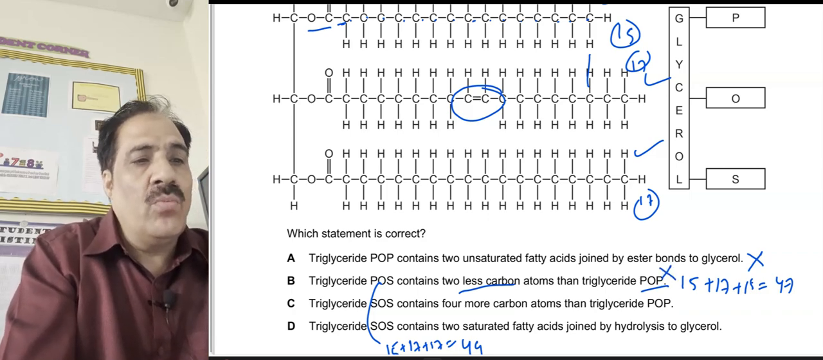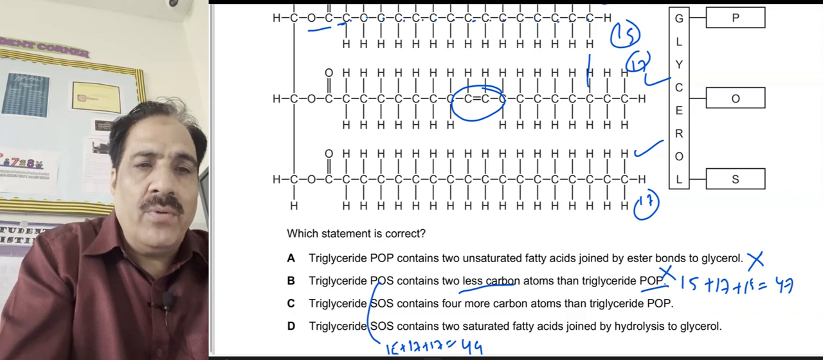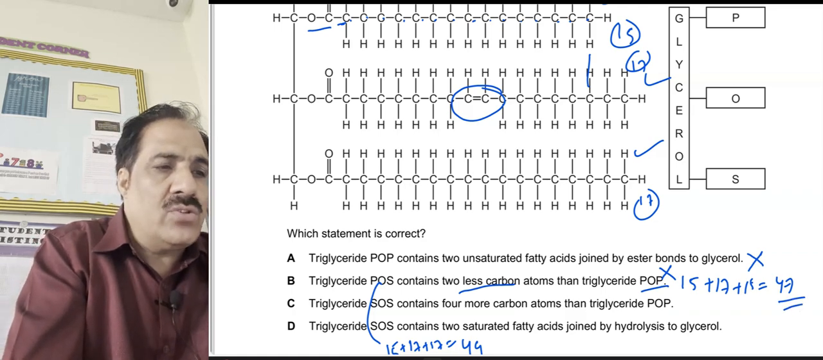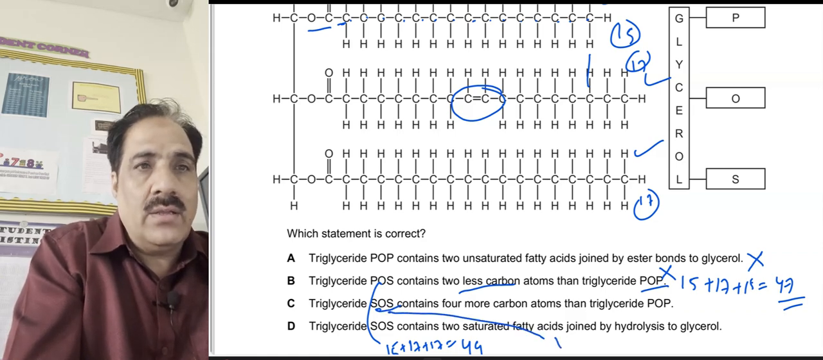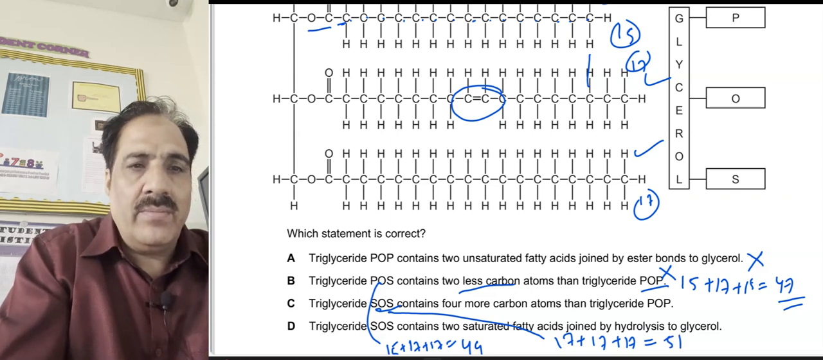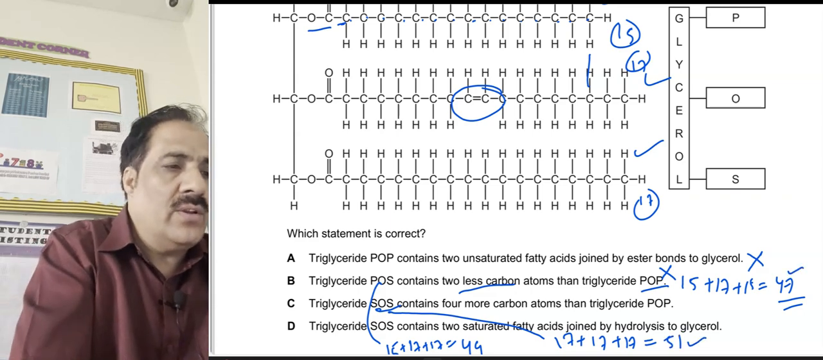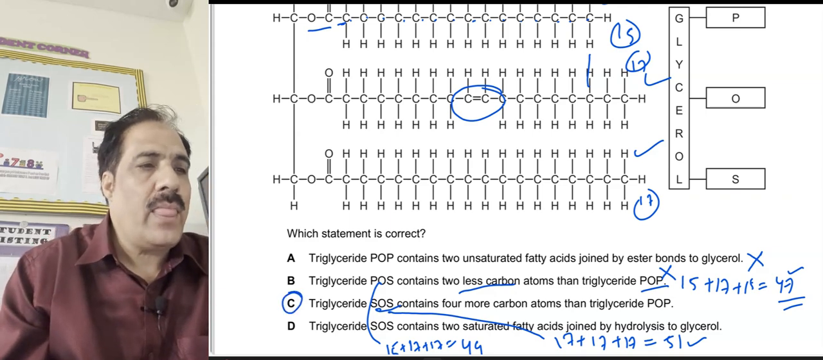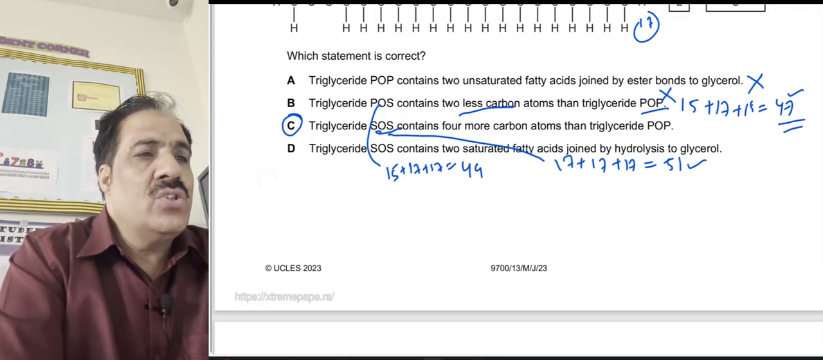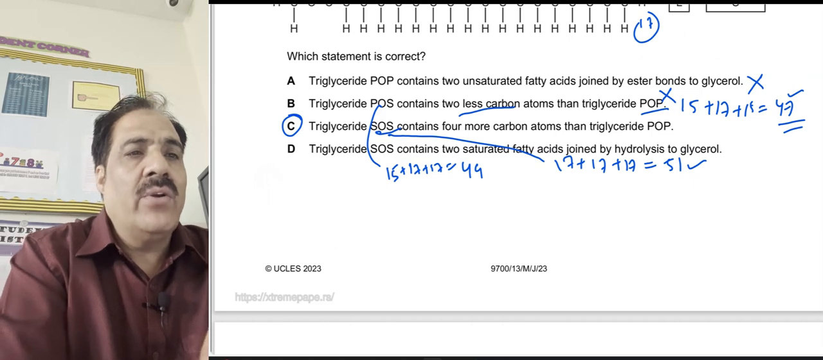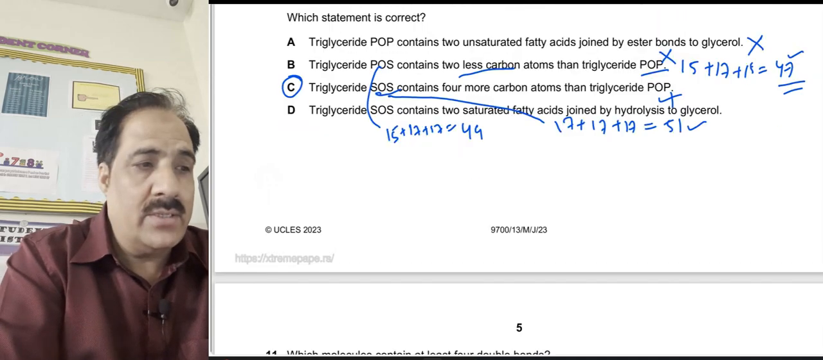Triglyceride SOS contains 4 more carbon atoms than POP. We have already found POP, which is 47. Let's see about SOS. S contains 17, O contains 17, and S contains 17. That means 17 3s are 51. So SOS contains 4 more. 51 minus 47 is 4. So that is the correct answer. Now let's look at the option D as well. Triglyceride SOS contains 2 saturated fatty acids joined by the hydrolysis to glycerol. So they are not joined by hydrolysis, they are joined by the condensation reaction.